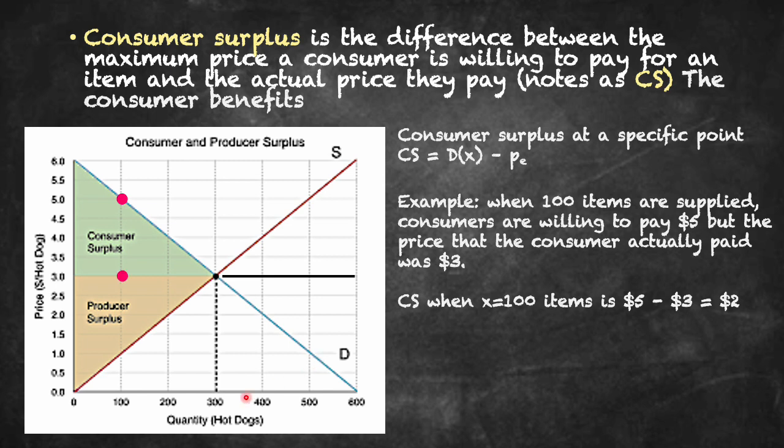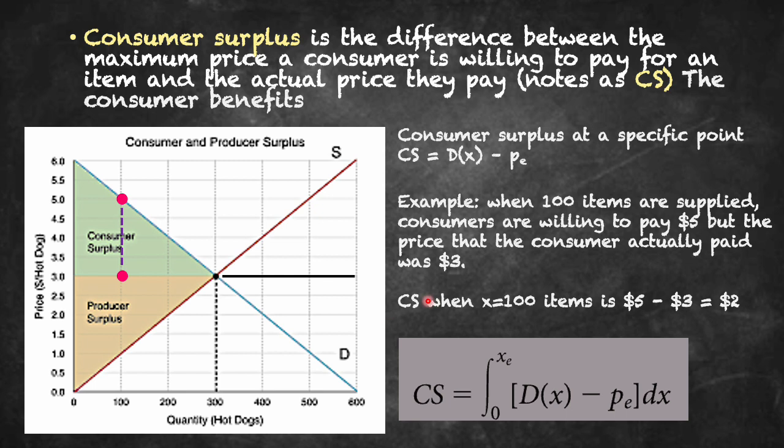Now, if the customer ends up actually paying $3, along this horizontal line that passes through the equilibrium point, that's the actual cost that consumers paid. When the customer actually pays $3 and they thought they were going to end up spending $5, that's going to make them happy because the difference is $2. I take 5 minus 3, so they're saving $2.